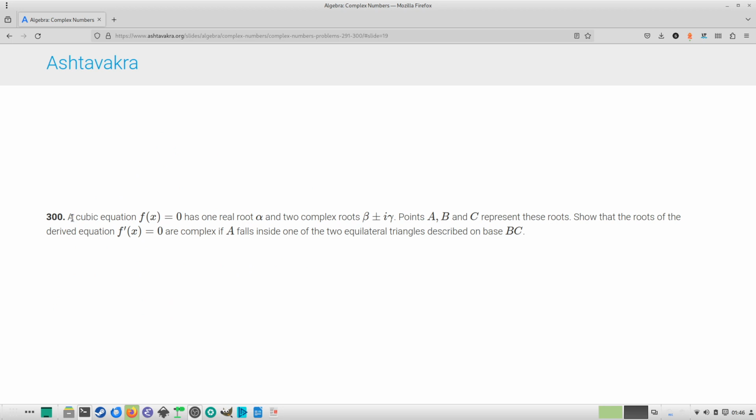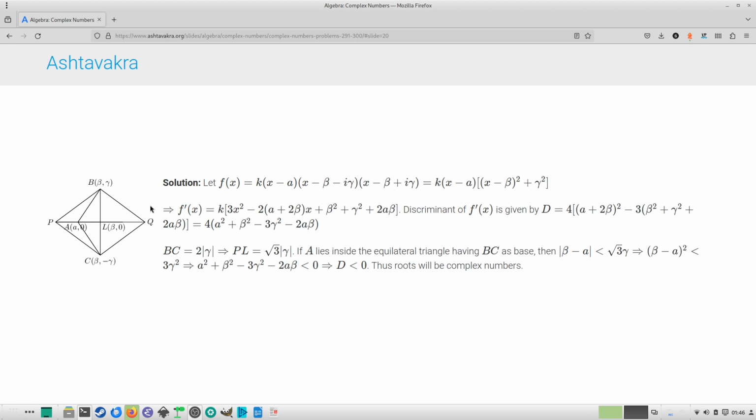Question 300 says that a cubic equation f of x is equal to 0 has one real root alpha and two complex roots beta plus minus i gamma. Points A, B, C represent the three roots. Show that the roots of the derived equation f dash x is equal to 0 are complex if A falls outside one of the two equilateral triangles described on base BC. So we have three roots B, C and A.